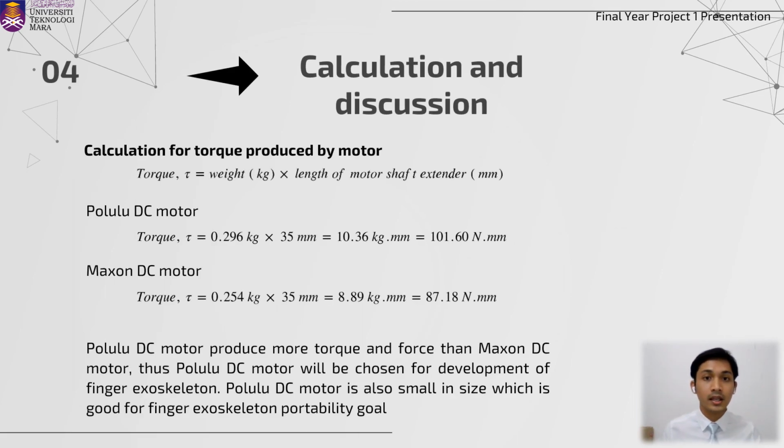From the data obtained, the torque can be known by using the torque formula. It is calculated that the Pololu DC motor produces 101.6 Newton millimeter torque, meanwhile the Maxon DC motor produces 87.18 Newton millimeter torque. To conclude, the Pololu DC motor produces more torque and force than the Maxon DC motor. Thus, I select the Pololu DC motor to develop a finger exoskeleton for my future study. Moreover, the Pololu DC motor is good for developing the device due to its small size, making my device more portable.